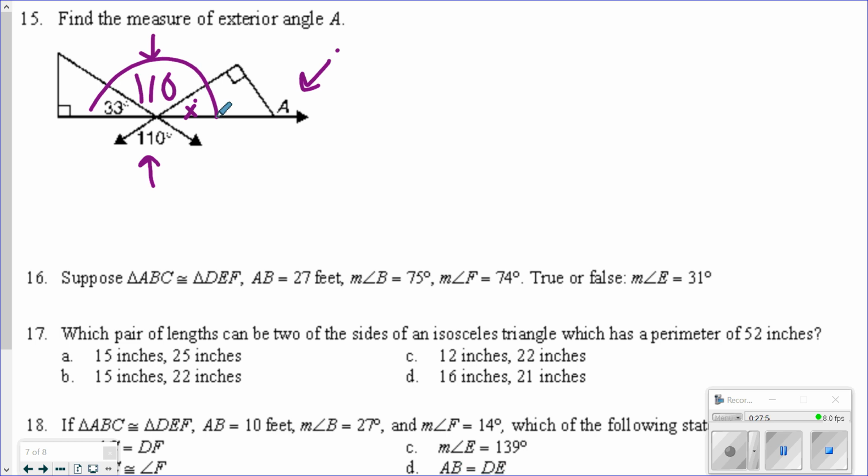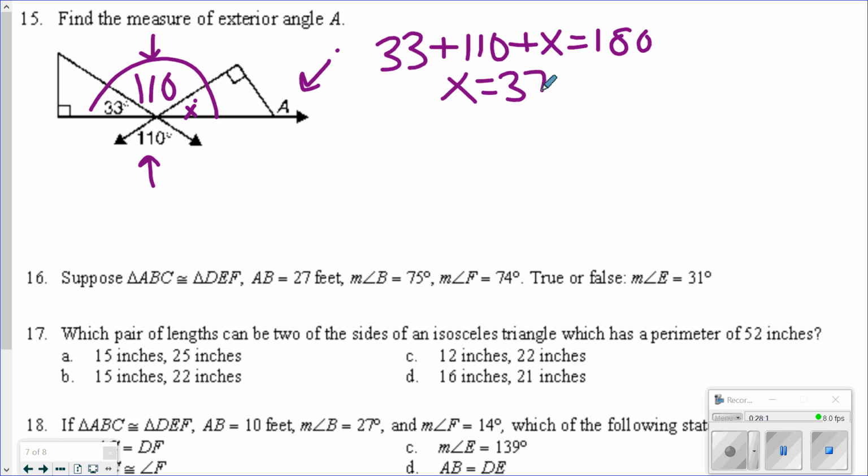Well, these are a linear pair. So 33 plus 110 plus X, and I'll write that down. 33 plus 110 plus X is equal to 180, which means that X is equal to 37. All right, so now I need to look at my triangle here and find the other angle right here from my triangle. Once again, the interior is equal to 180, so that last angle must then equal 53 degrees.